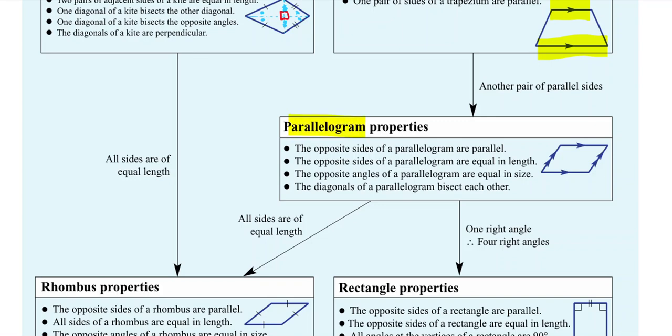So a parallelogram has the one pair of parallel sides, but it has actually got a second one. So we have two pairs of parallel sides. The opposite sides are equal. The opposite angles are equal. So this angle and this angle will be the same. That angle and that angle would be the same. The diagonals of the parallelogram bisect each other. So if we draw these diagonals on here, these ones will be the same size and those ones will be the same size.